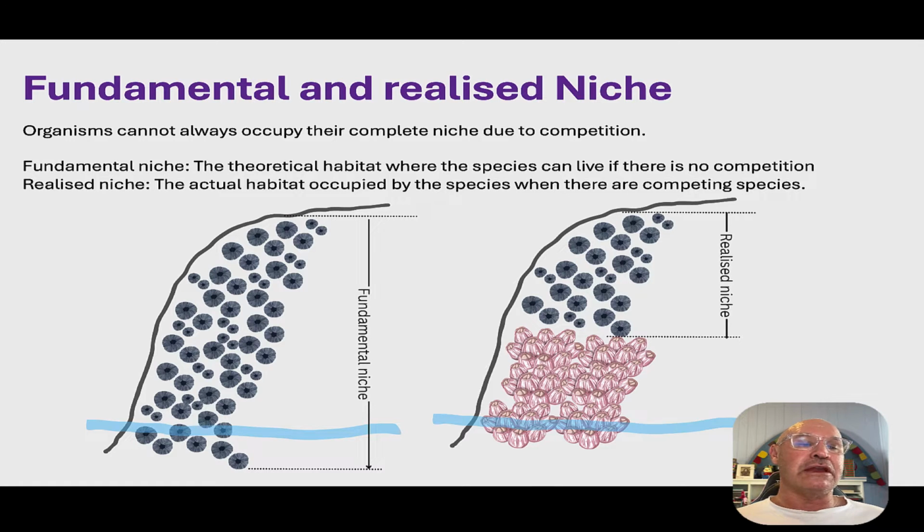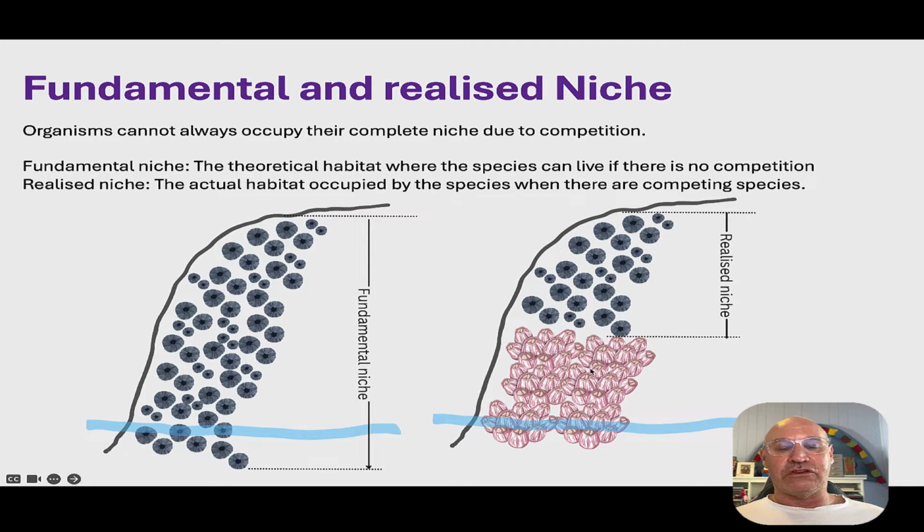Many organisms cannot occupy the whole complete niche which they're able to occupy, due to competition. So we have a fundamental niche, which is this theoretical habitat where a species has the adaptations to be able to live and survive if there was no competition. So this grey species here, you can see that it's able to occupy this whole cliff wall if there's no competition. We call that the fundamental niche.